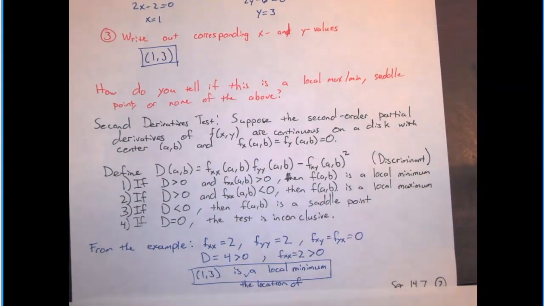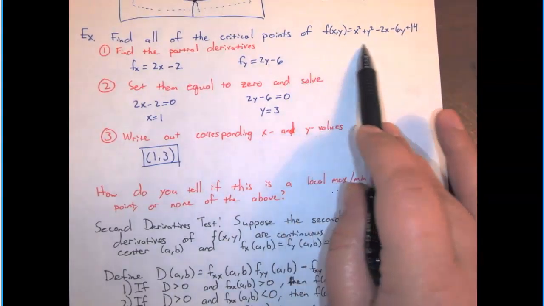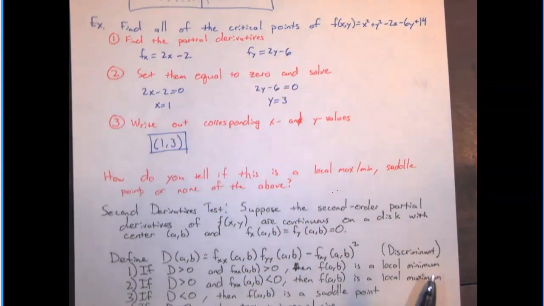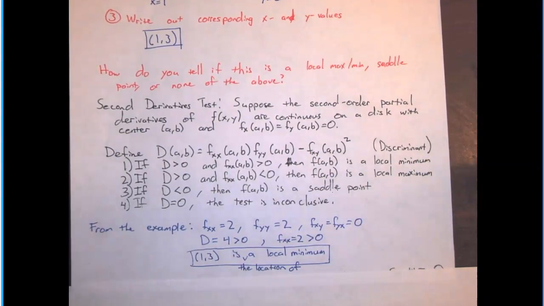It's not the local minimum itself. The local minimum is what you would get if you plug (1, 3) back into the function, which was way up here. If you plug (1, 3) back into this function, you'll get 4. So the local minimum itself is 4. (1, 3) is the location of the local minimum.